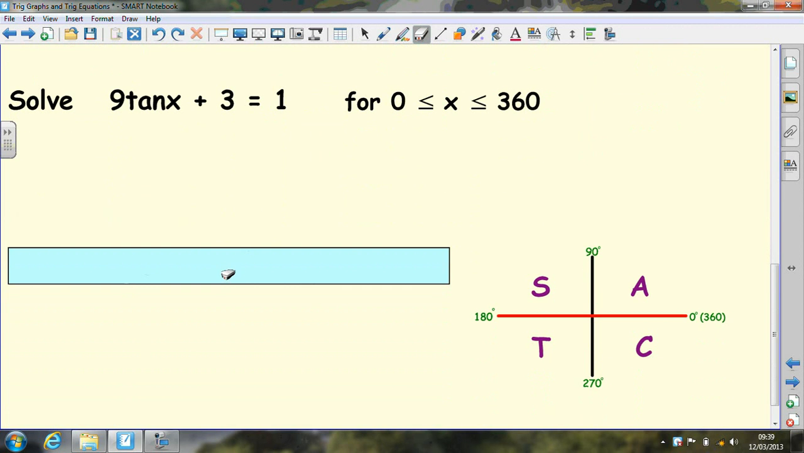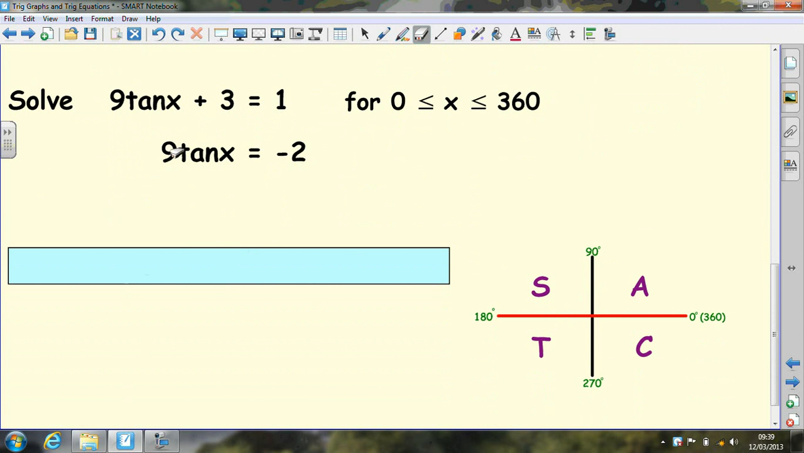Okay, let's look at this next one. 9 tan x plus 3 equals 1. Give the solutions between 0 and 360 degrees. Make sure you have your all sine tan cos drawn out to help us with this. So the first thing I want to do is subtract 3 from both sides here. So that will leave us with 9 tan x, and 1 subtract 3 is negative 2.